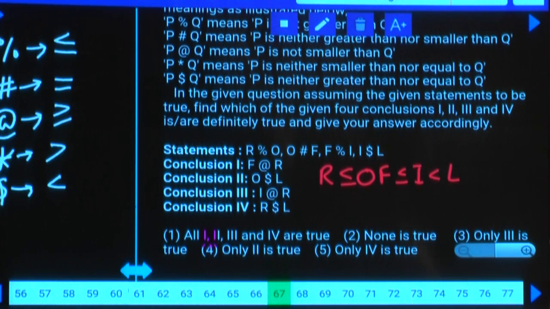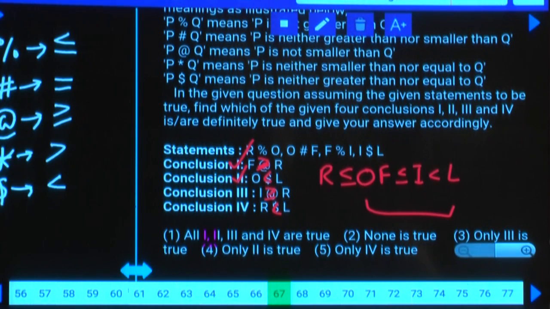Now the first one, at the rate of stands for greater than or equals to, and next one, dollar stands for lesser than, and at the rate of stands for greater than or equals to, and dollar stands for lesser than. Now the relation between F and R: R lesser than or equals to F, and in the reverse, F greater than or equals to R, definitely true. And the second conclusion, O lesser than L. Now between O and L, tell me what is the symbol? Only lesser than is common. Hence O lesser than L, definitely true.